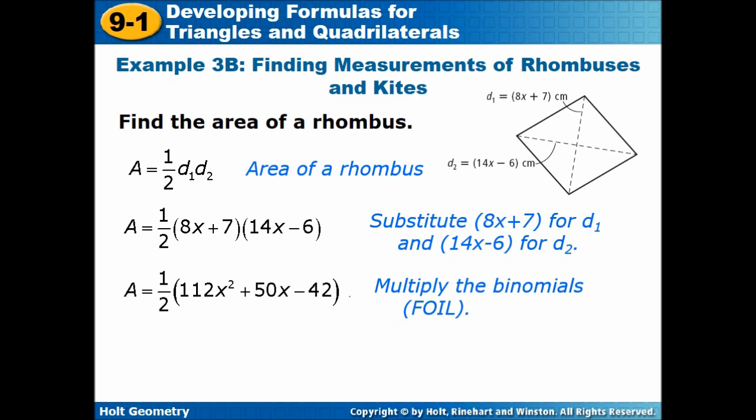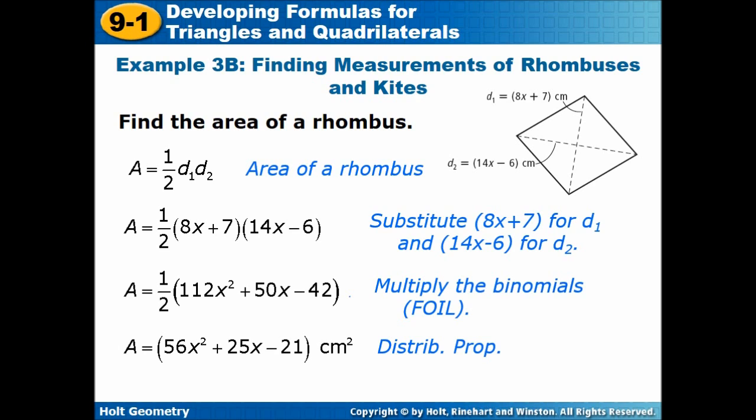So let's do that. So you get 1/2 times (112x squared plus 50x minus 42). Now, divide by 2 and distribute. Well, basically, dividing by 2 is multiplying times 1/2. We're going to distribute that 1/2 to each of the terms. And so let's do that. Multiply 1/2 times 112x squared, and 1/2 times 50x, and 1/2 times negative 42.